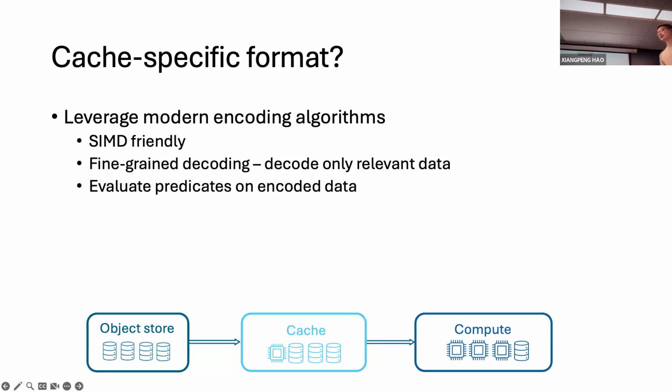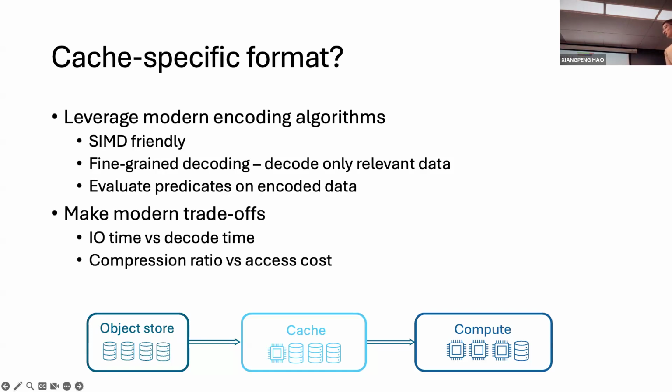And we can also have fine-grained decoding. Parquet has the problem that every time you want to read a particular element in a page, you have to decode the entire page, which can be quite wasteful. So in our system, we want to be mindful that if we want to decode some data, we only decode the relevant data. And the third part is we also want to evaluate predicates on encoded data. Parquet was not really designed with this in mind, but in our new system, we can figure out how to evaluate the predicates directly on encoded data so that we don't have to decode the data beforehand.